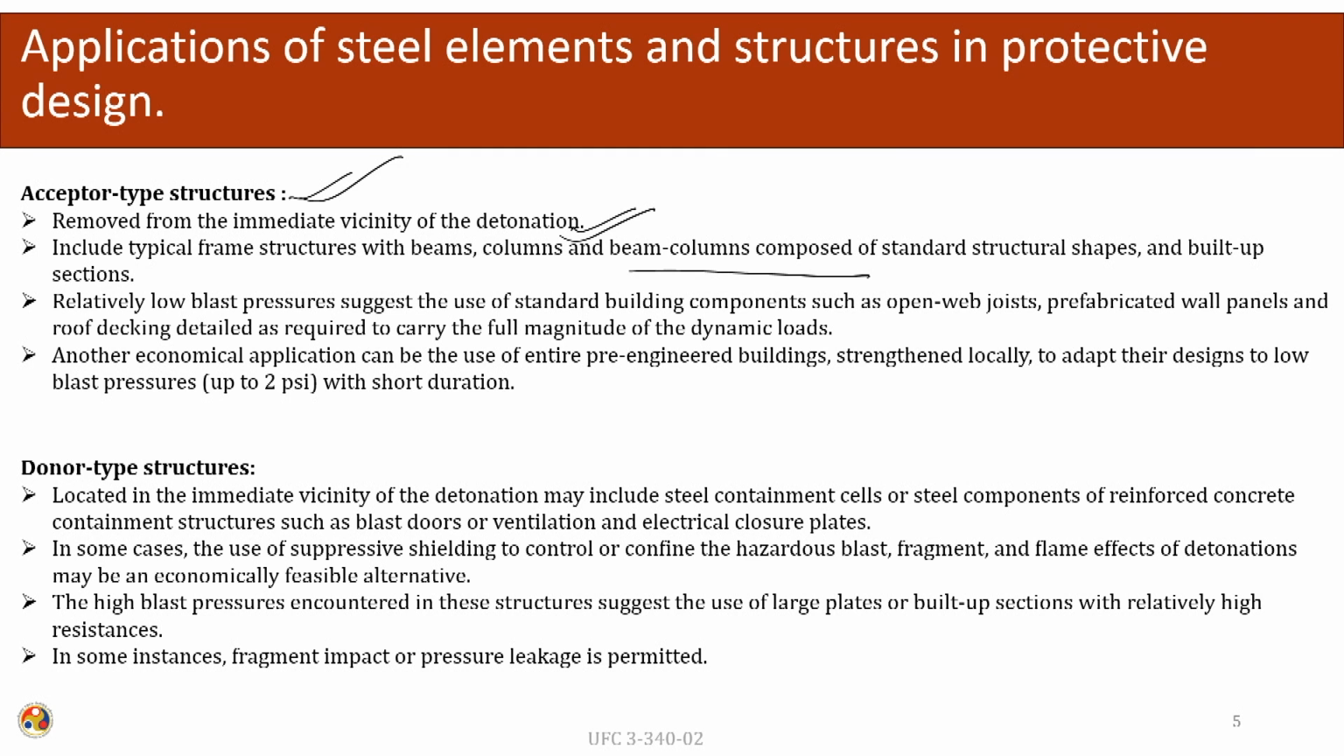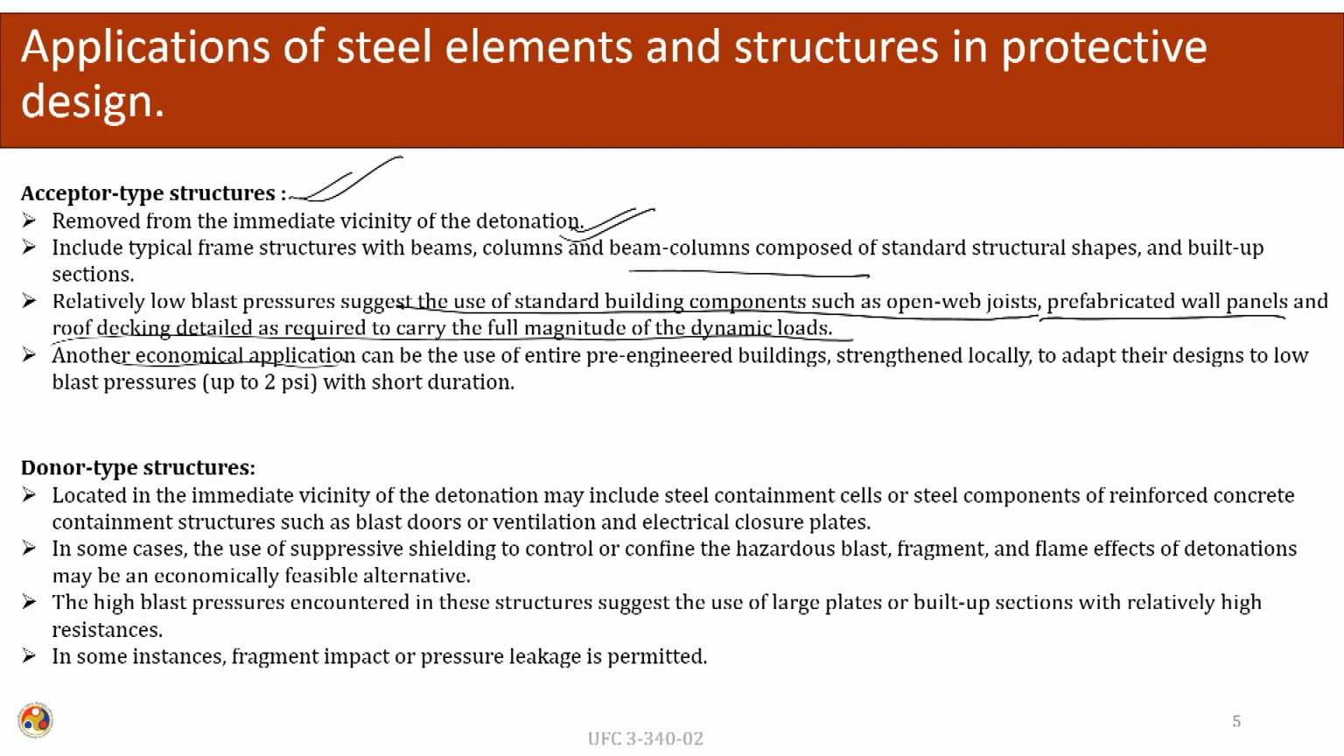The relatively low blast pressure suggests the use of standard building components such as open web joists, prefabricated wall panels and roof decking, detailed as required to carry the full magnitude of the dynamic loading. So, these are the accepted type of structures.